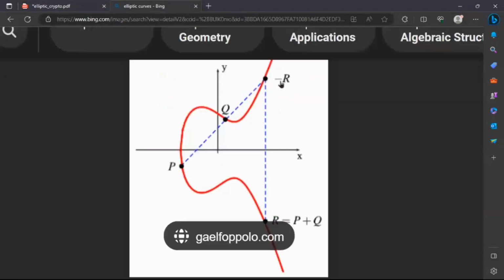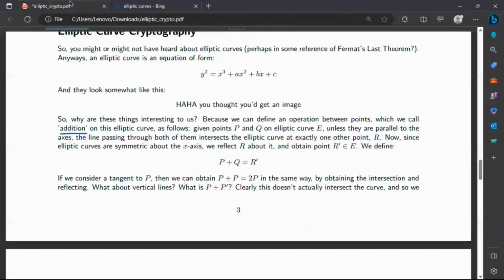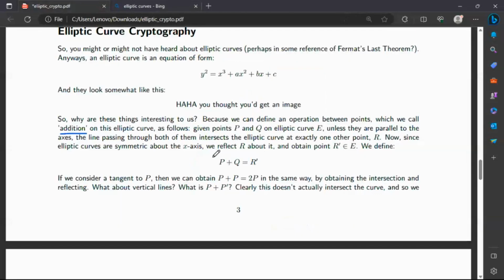So R, and we'll reflect R about the x-axis, and note that the reflection actually lies on the elliptic curve. Why? Because elliptic curves are symmetric about the x-axis. So the reflection lies on the elliptic curve, and we'll call that R dash. And that reflection we will define as P plus Q. Right, so P plus Q is R dash.